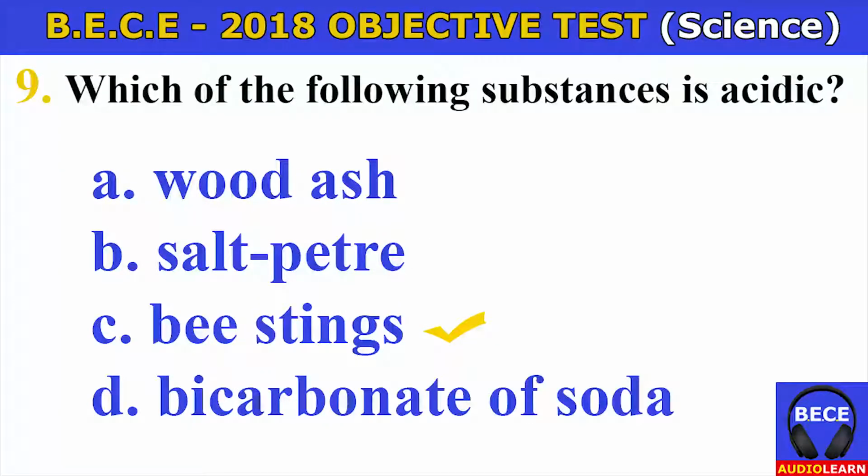Number 9. Which of the following substances is acidic? A. Wood ash, B. Saltpetre, C. Bee stings, D. Bicarbonate of soda. And the answer is bee stings. That is C.